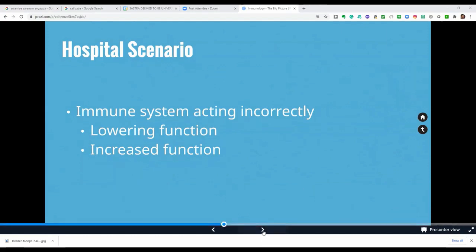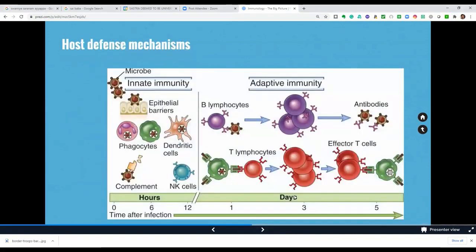Yeah. Moving further. So this is a kind of image, right? It explains the two major wings of the human immune system, what we call the host defense mechanism. So basically, we have two types of immunity. One is called innate immunity. Another one is called adaptive immunity.